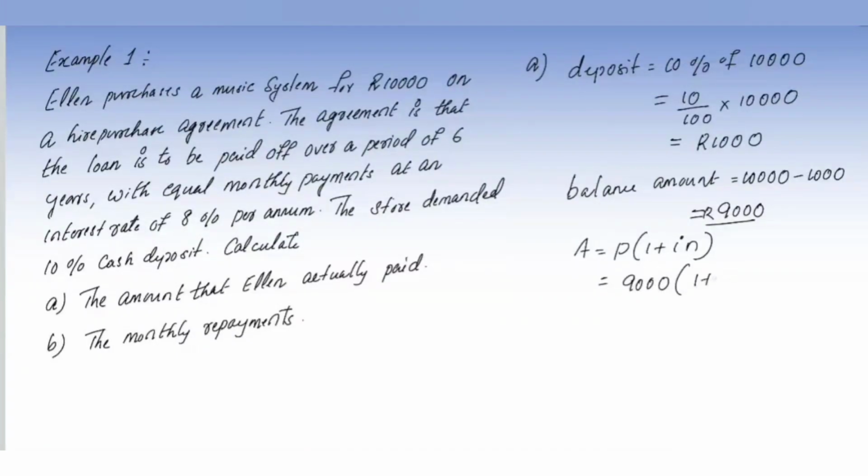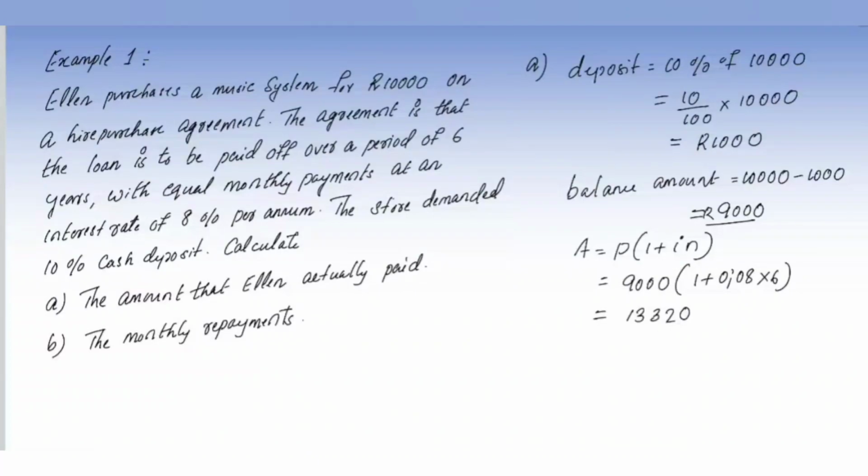So it's going to be 9,000 times (1 plus i), where the value of i is 8 over 100, that is 0,08, times the number of years, 6 years. So you have to calculate in the simple interest formula. You have to use the number of years. Don't change it into months. In the simple interest formula, the value of n is always the number of years. Please don't change it into months. So when you do this in the calculator, you will get the answer 13,320.